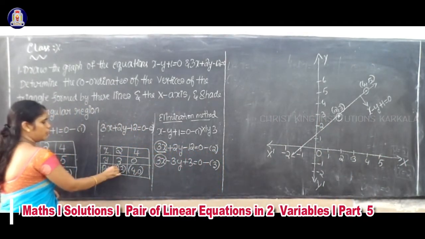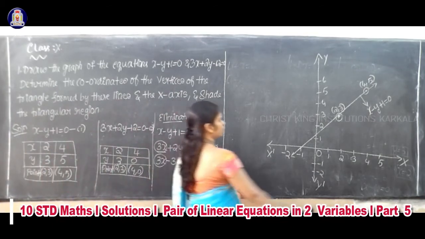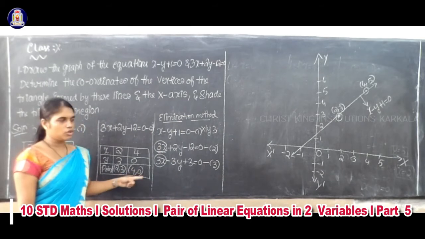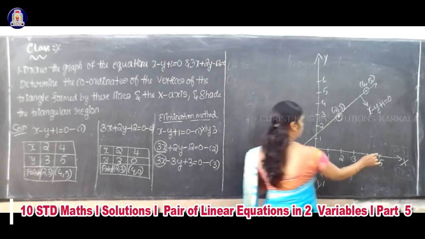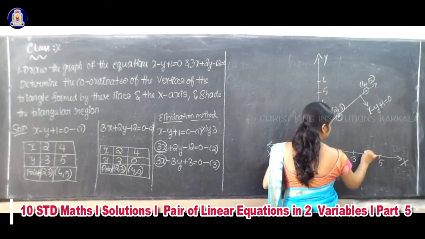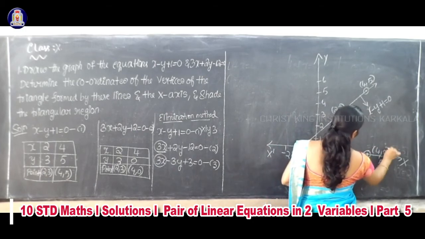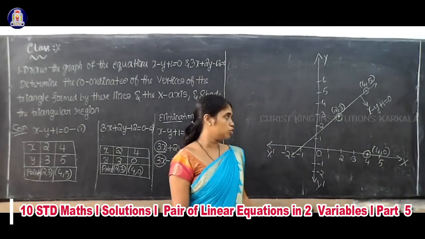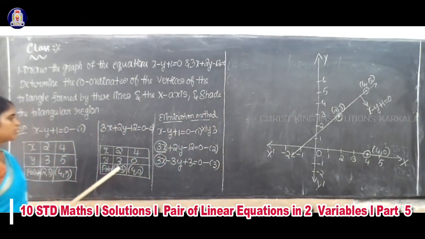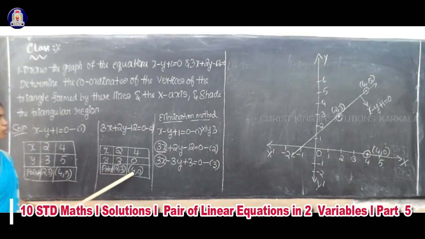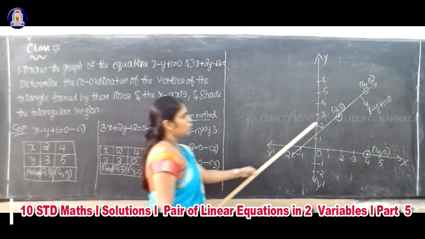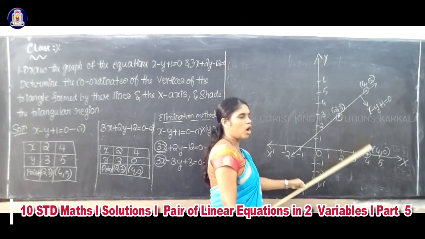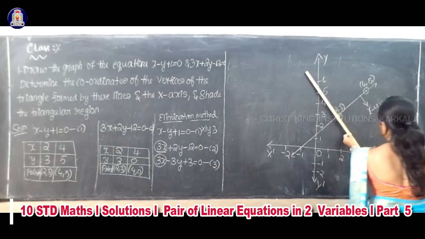See here, first point is 2, 3. 2, 3 already plotted here. Next, the second point is 4, 0. On the x-axis, 4, 0 means here itself. So what is the coordinate of this point? 4, 0. Now which 2 points do I have to join? In the second table your points are 2, 3 and 4, 0. So these 2 points you have to join.